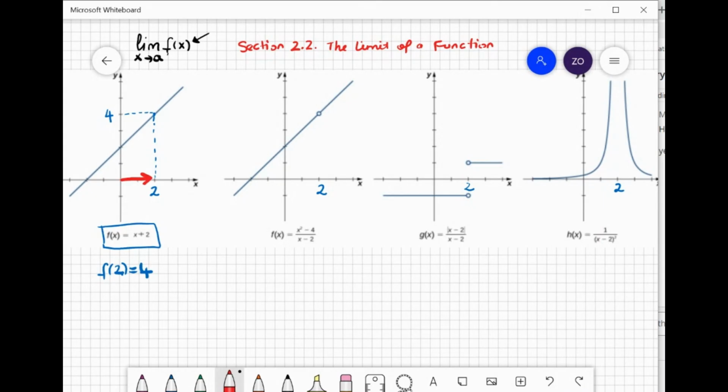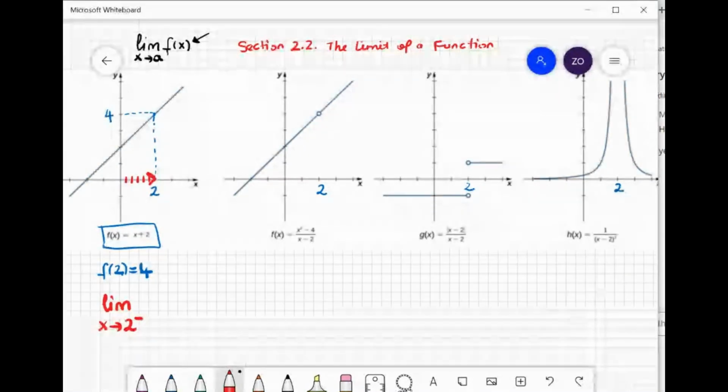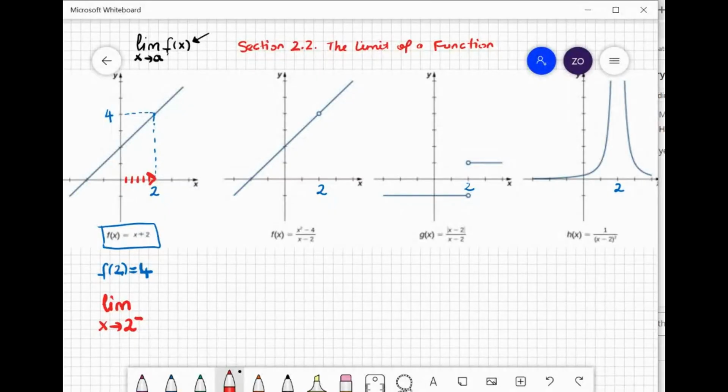So let's consider we are picking x values that are getting close to 2. So what happens to the function values? This is how we write it: the limit as x approaches 2 from the left side. Putting this minus means we are approaching 2 from numbers that are getting close to 2 but that are smaller than 2, like 1.5, 1.9, 1.99, and so on.